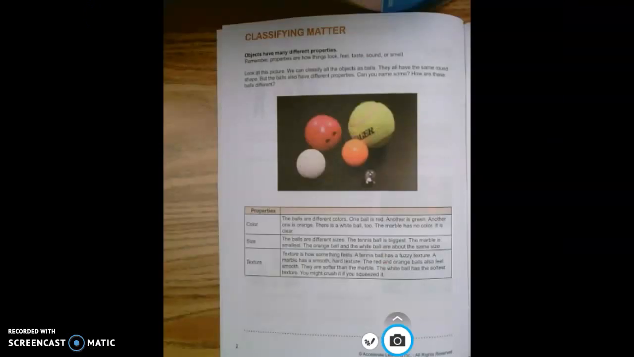Okay, guys, let's turn the page. We're on page 2 now. It says objects have many different properties. Remember, we're using our 5 senses. How they look, we use our eyes. Feel, we use our touch. Taste, that's our tongue, our mouth. Sound, that's our ears. And smell, that's our nose.